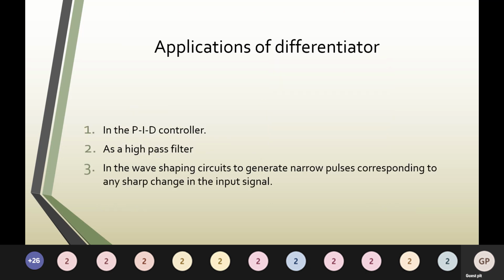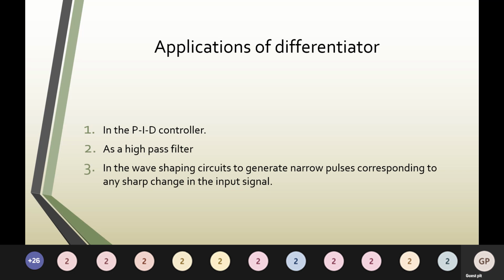As we saw a few applications for the integrator, we have some more applications for the differentiator also. It can be used in the PID controller. It can act as a high pass filter. The integrator's RC combination will act as a low pass filter, whereas the differentiator can act as a high pass filter.